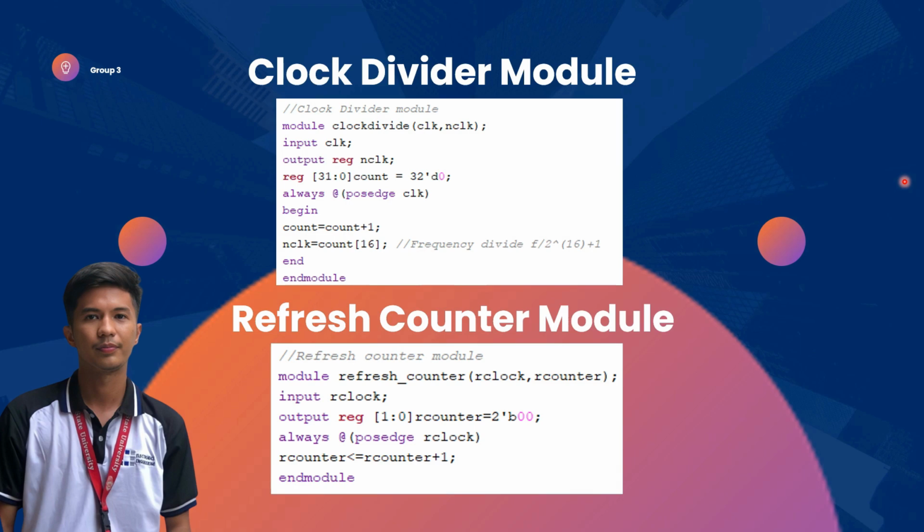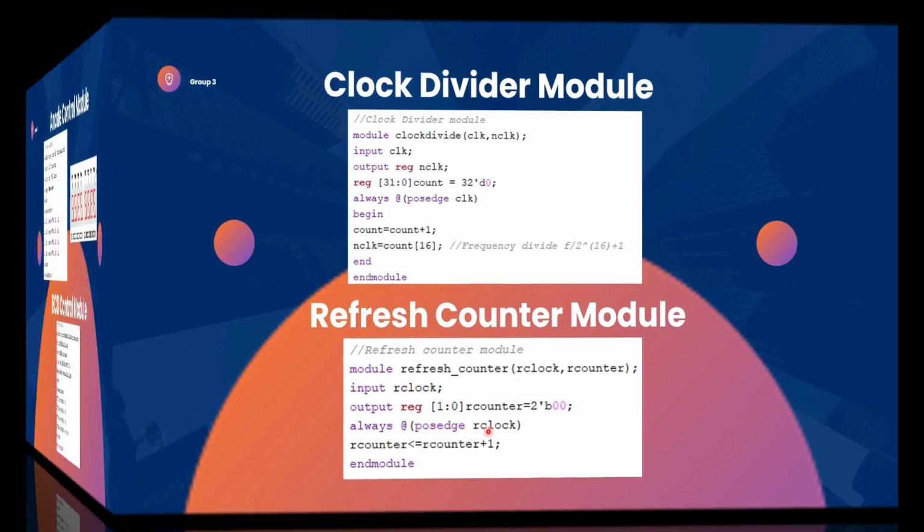display is accurate. As we can see in the first figure, the clock divider module uses the command input to designate the clock as input and the command output to designate the new clock as output. In the refresh counter module, we can also see the command input and output; for the input, it uses the R clock, and for the output, it uses the R counter.